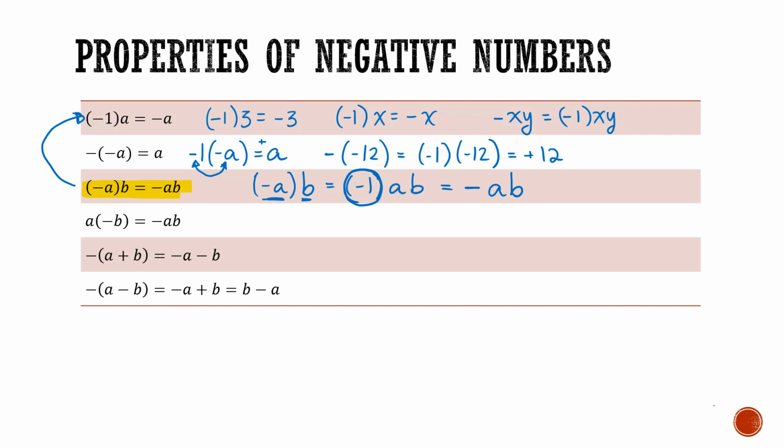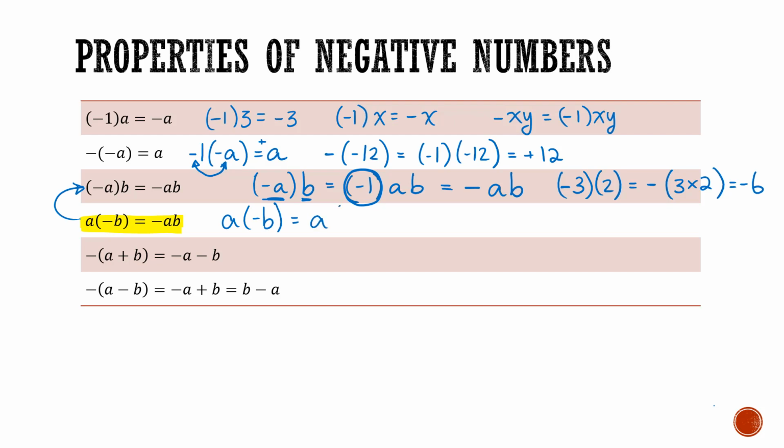As a numeric example, we might have something like -3 times 2. So we can think of it as -3 times 2 and get -6. Our next rule is a times -b is equal to -ab. Examining this rule, we know that a times -b is really equal to a times -1 times b. That -b is really the same as -1 times b.